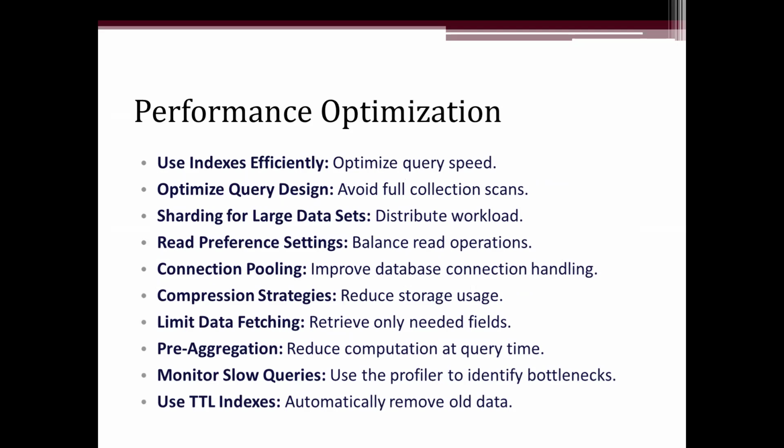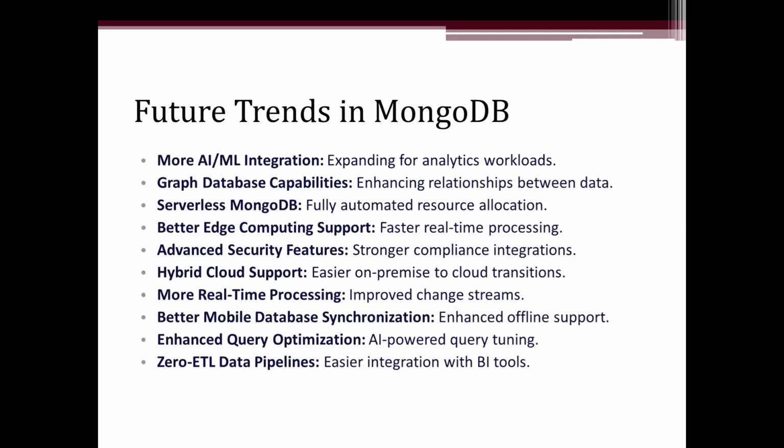Performance optimization in MongoDB uses indexes efficiently. It optimizes query design and sharding for larger data sets, basically distributing the workload. It uses read preference settings, balancing read-write operations effectively. It has connection pooling, which improves database connection handling. And it also has pre-aggregation and TTL indexes, which automatically remove old data, making it efficient for data storage and compliance. Some of the future trends in MongoDB include the following.